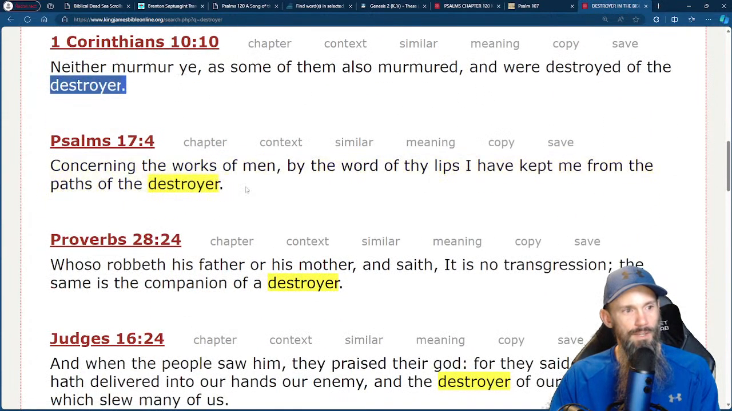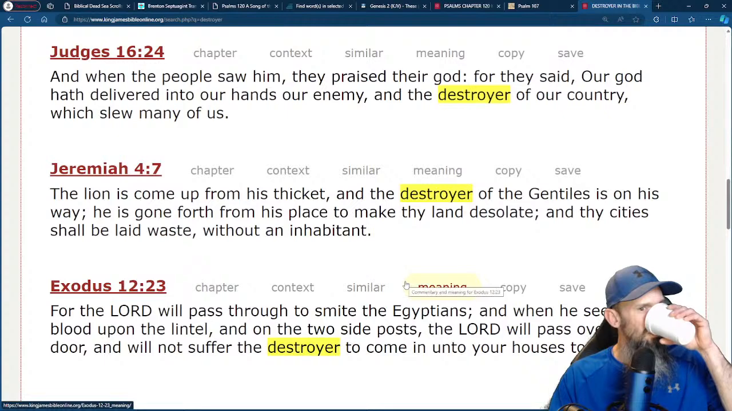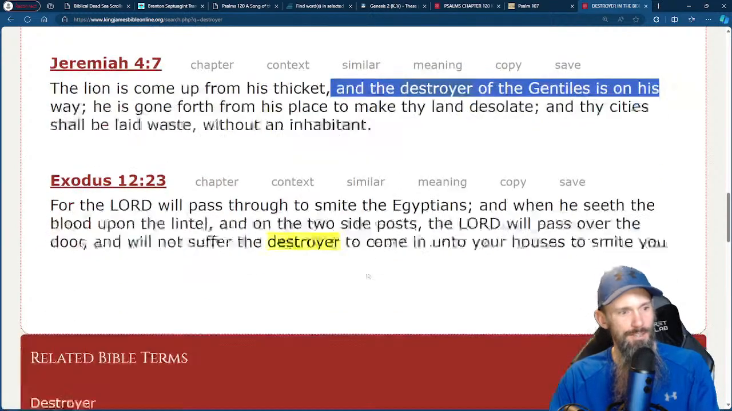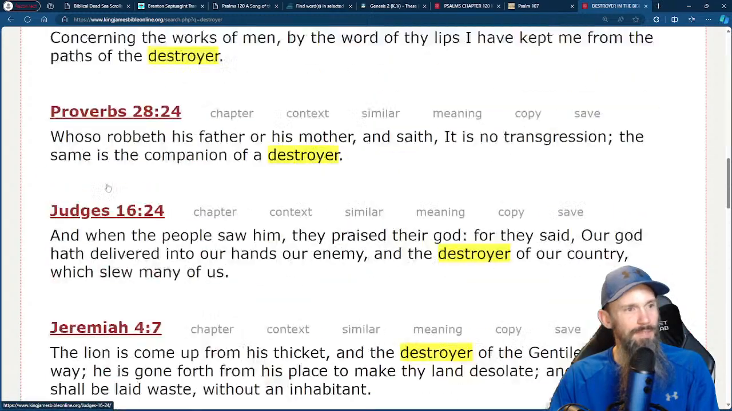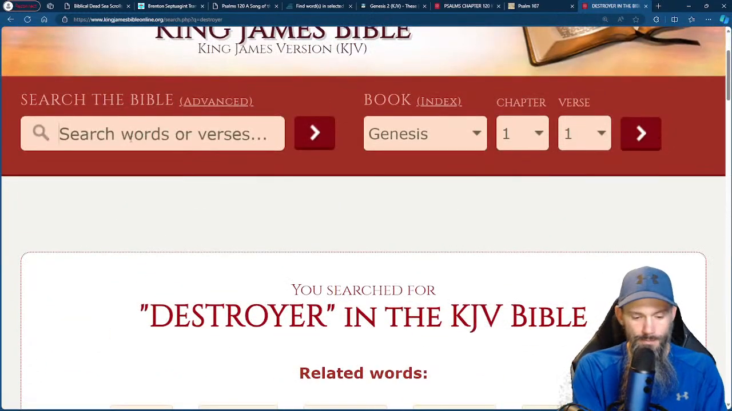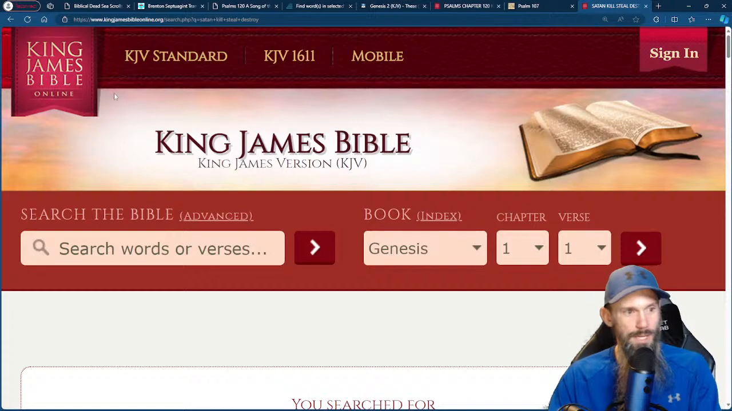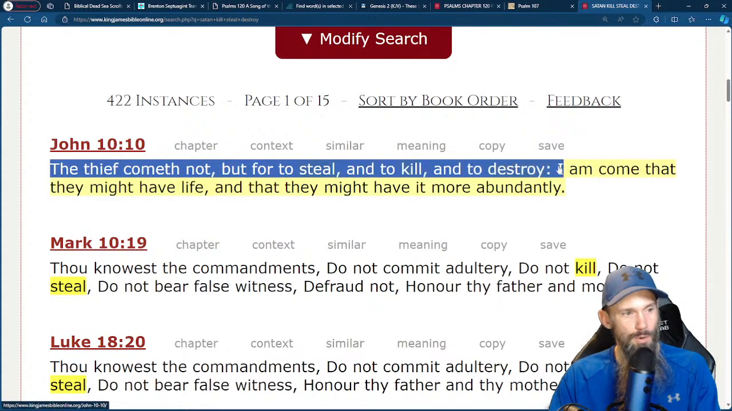Destroyer. Destroyer of the Gentiles. Yeah, right here. That's cool, man. And also, connects perfectly. His word's amazing. The thief cometh not, but for to steal, kill, and destroy.